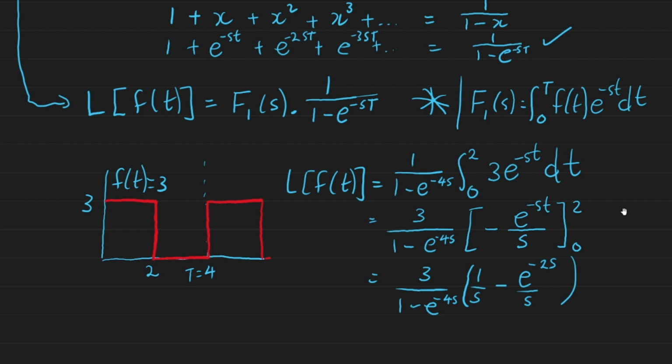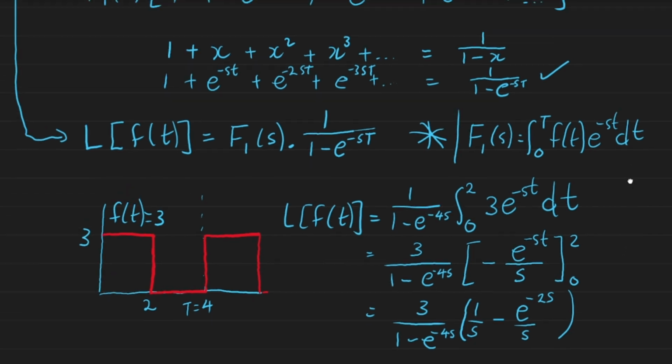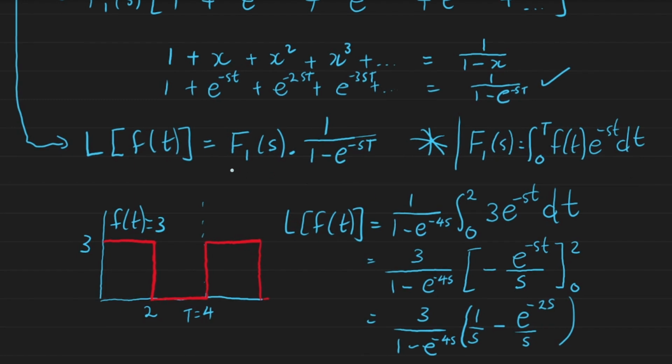So this is the illustration of how to find the Laplace transform of a periodic function. We have seen that it's simply equal to f1s multiplied by 1 over 1 minus e to the minus sT. And then f1s is just the integral from 0 to T of f of t times e to the minus st dt.